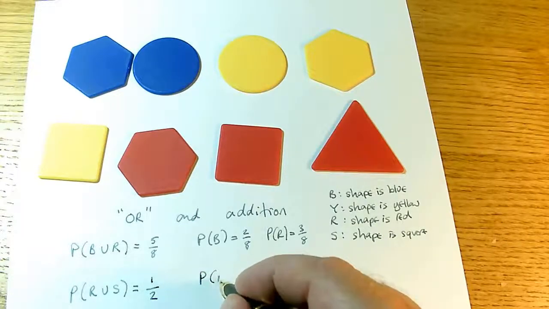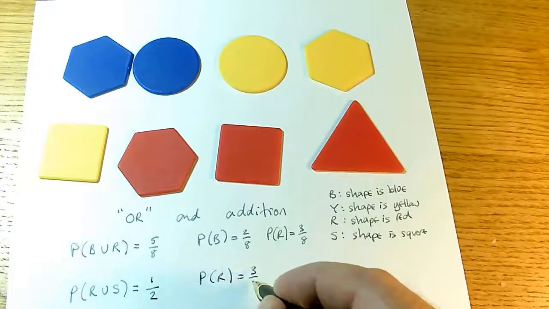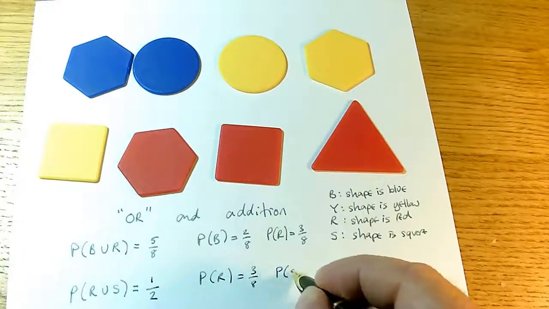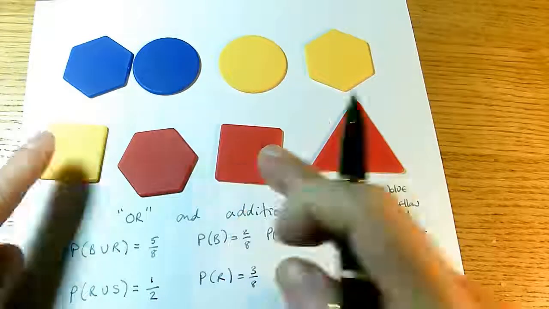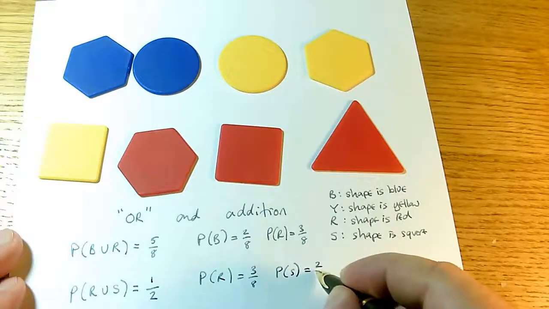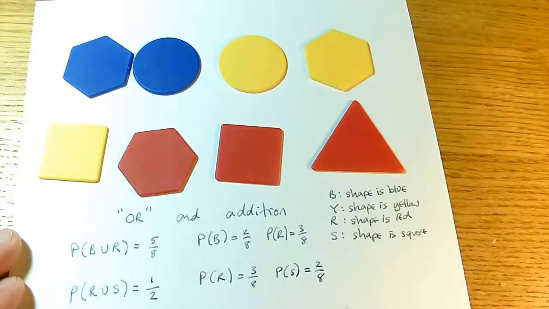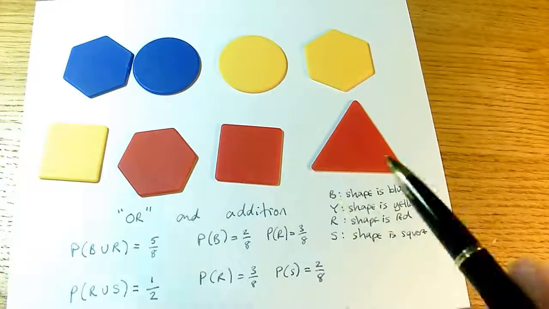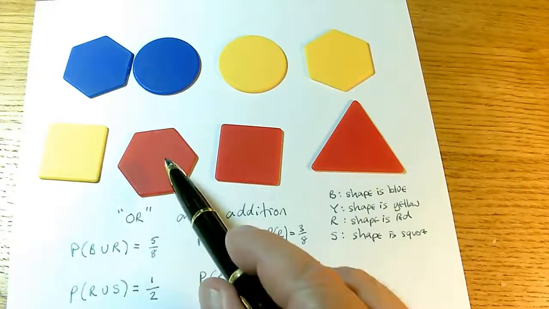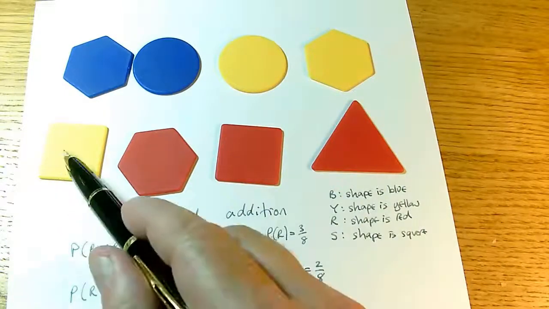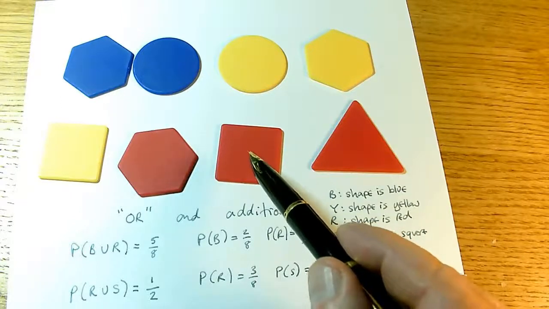The probability of being red is still 3/8. And of course the probability of being a square, I've got 2 squares out of the 8 tiles, so the probability of being a square is 2/8. But I can now see that if I add the probability of red to the probability of being a square, I will get 5/8, not the correct answer of 4/8 or a half. So what's gone wrong? Well, if I think about adding my 3/8, 1, 2, 3, to my 2/8, 1, 2, I see that I've counted this red square twice.